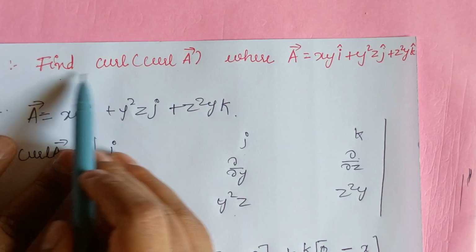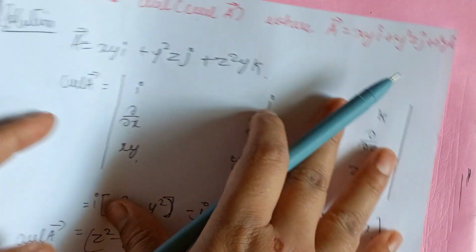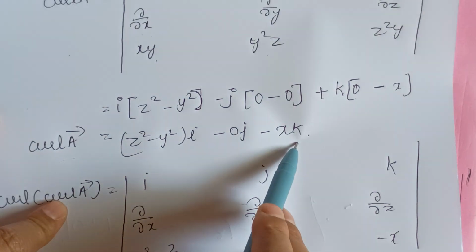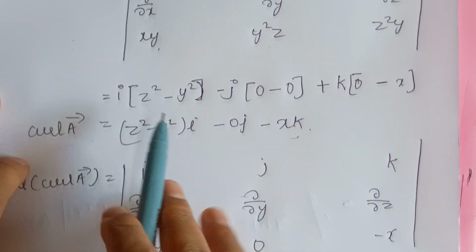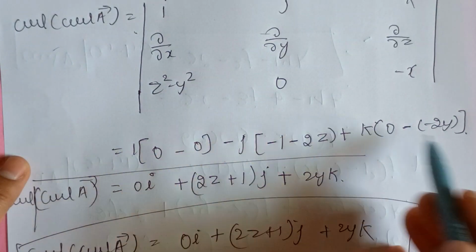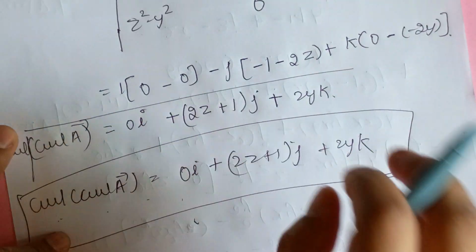So here what is given? Curl of curl vector A, where vector A is given as this. So first find the curl A. Okay, here is curl A. Now find the curl of this curl A. To find the curl of this curl A, again find the determinant. If you find the determinant, again you will get the curl of curl A. So hence, this is the answer.